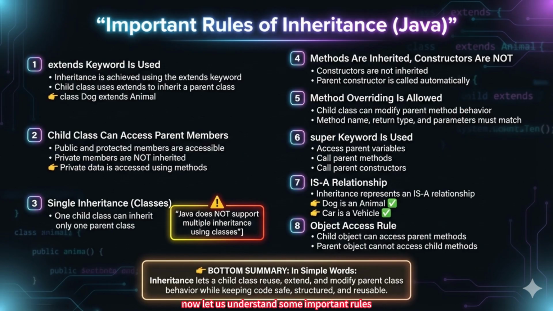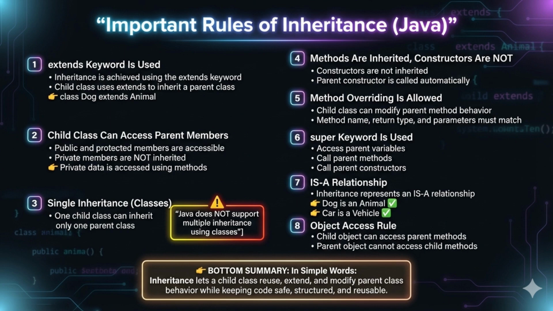Now let us understand some important rules. Extends keyword. Inheritance in Java is achieved using the extends keyword. The child class uses extends to inherit the parent class. Access rules. The child class can access public members and protected members, but private members are not inherited. Private data can only be accessed using methods. Single inheritance rule. In Java, one child class can inherit only one parent class. Multiple inheritance using classes is not allowed.